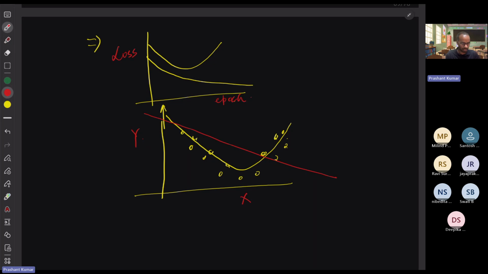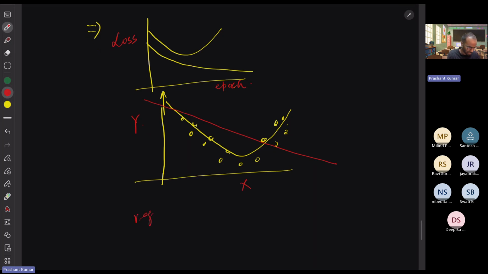Let's say you are doing a regression, nonlinear regression. So this is what your output is after the training. Then you are saying that ideally your features that the neural network should predict should look like this. However, this looks very linear. So this is called underfitting.